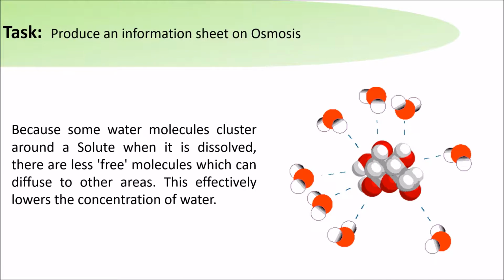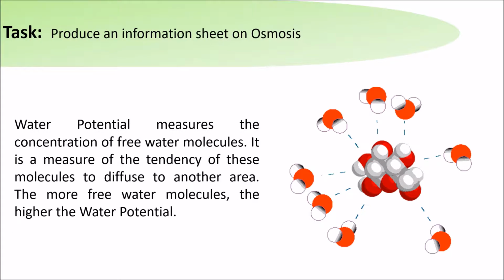Because some water molecules cluster around a solute when it is dissolved, there are fewer free molecules which can diffuse to other areas. This effectively lowers the concentration of the water. Water potential measures the concentration of free water molecules. It is a measure of the tendency of these molecules to diffuse to another area. The more free water molecules, the higher the water potential.